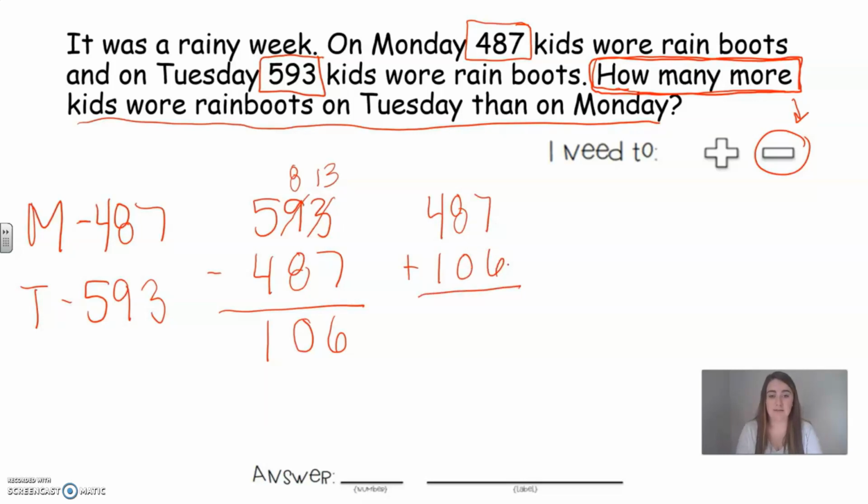7 plus 6 is 13. Carry my 10. 1 plus 8 is 9. 9 plus 0 is 9. And we move to our hundreds. 4 plus 1 is 5. Is 593 the same as 593? Yes. So our answer checked out. So that means that 106 kids wore rain boots.